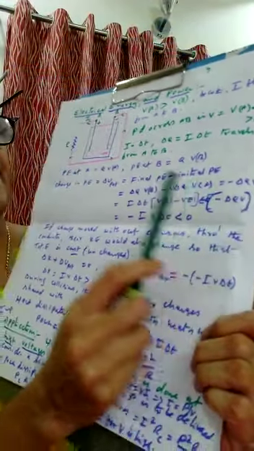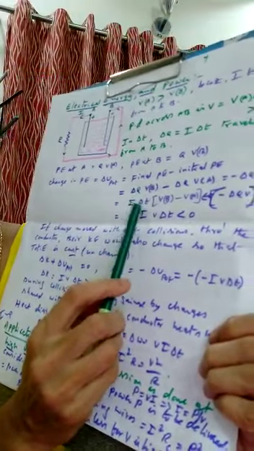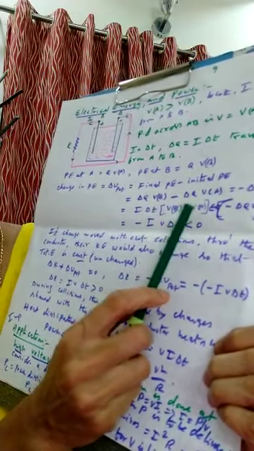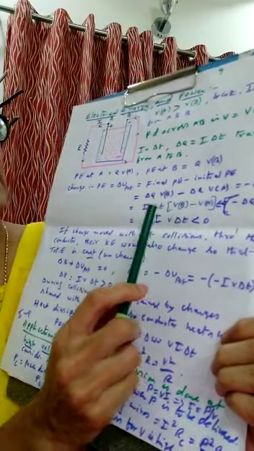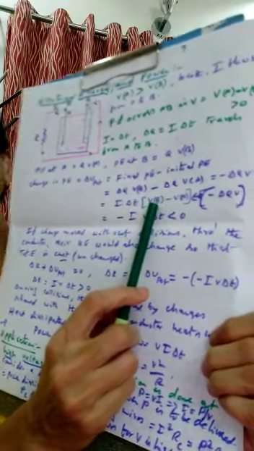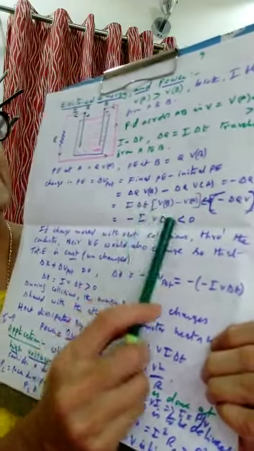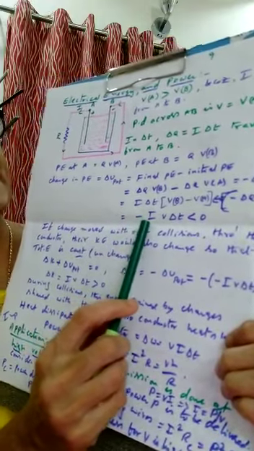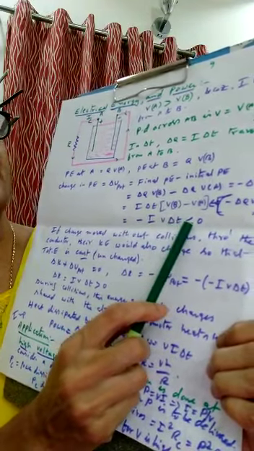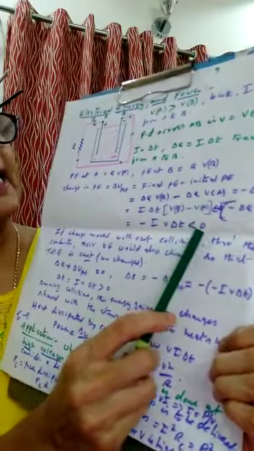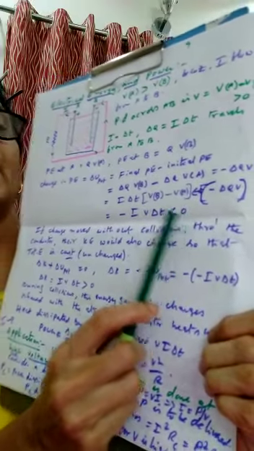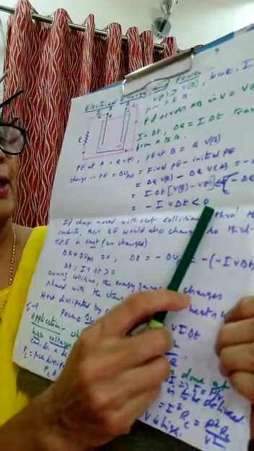So what is delta Q? I delta t into VB minus VA. You know VB is less than VA. So what is the answer here? Negative. So minus IV delta t, which is less than 0, because negative sign means less than 0 here.